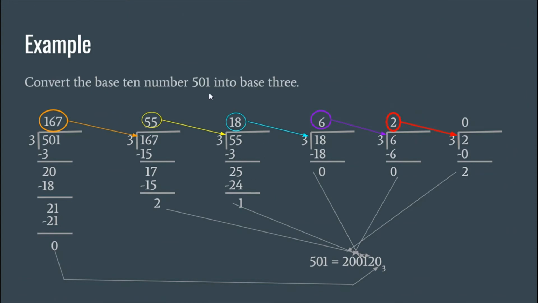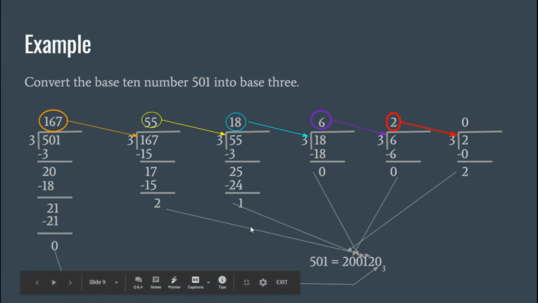Okay, so we're converting this base 10 number, 501, into base 3. This is where we're starting. So we do a regular division as normal. You divide the number you're converting by the base you want to convert it into. We're converting to base 3, so we divide by 3. So 501, you can see we're doing the long division. So here's our quotient, here's our remainder.